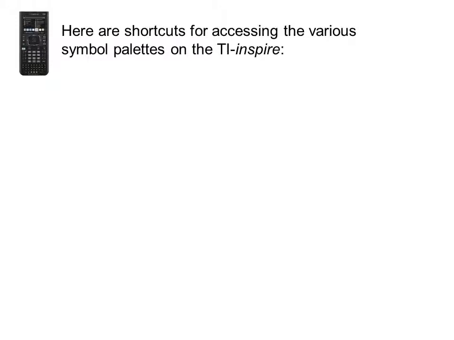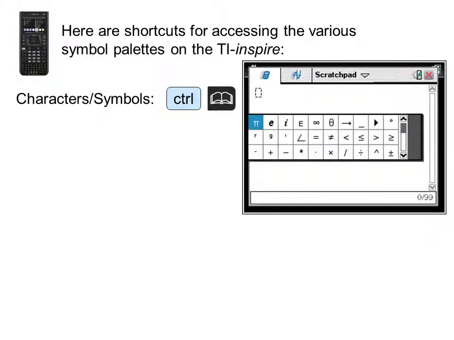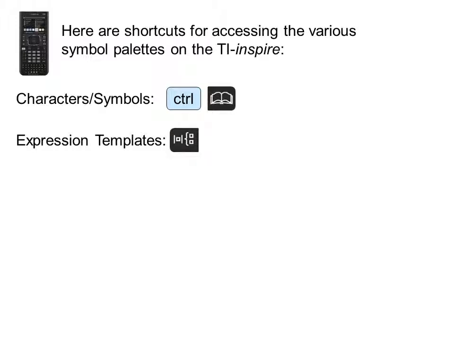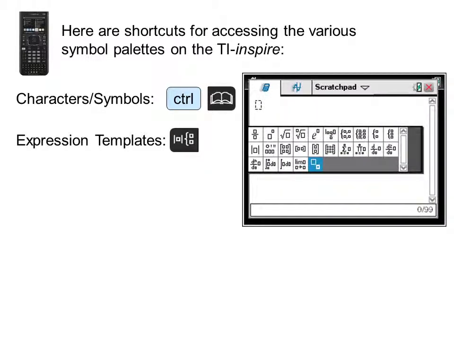Here are shortcuts for accessing the various symbol palettes on the TI-Nspire. The character and symbol key looks like a book. And it gives you various characters, including pi and e and i, and quite a few others. Expression templates. I don't have a good name for that key other than the expression key.